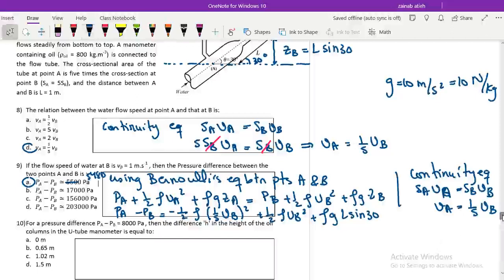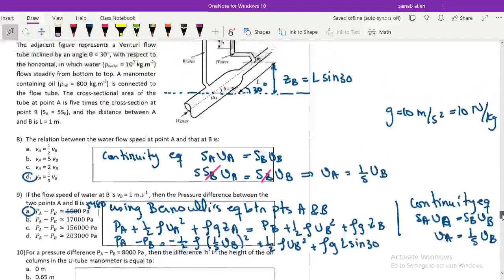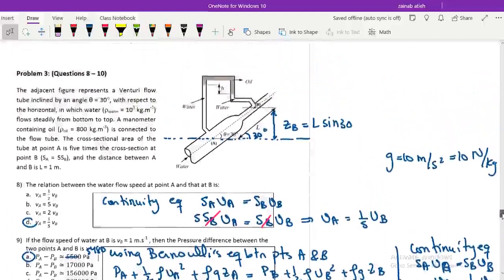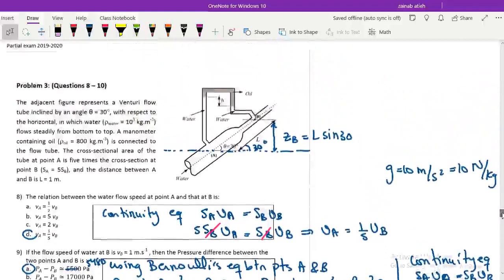Again, for a pressure difference PA minus PB equals 8000 Pascal, he gave us the pressure difference. He said the difference H in the height of the oil column in the U-tube is equal to, I have to find the difference in the U-tube column. هلا هيدا لما يكون اليوتيوب من فوق أنا حليت مثله. You take 2 points M and N بقلب الأويل, and then you try to find a relation between them, relate these 2 points to A and B.